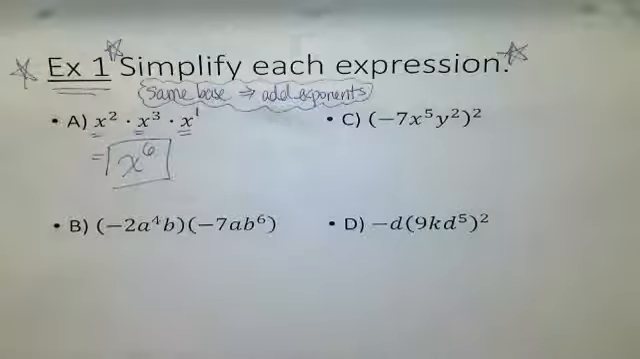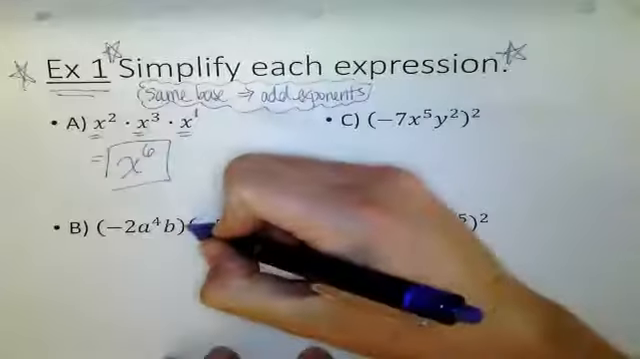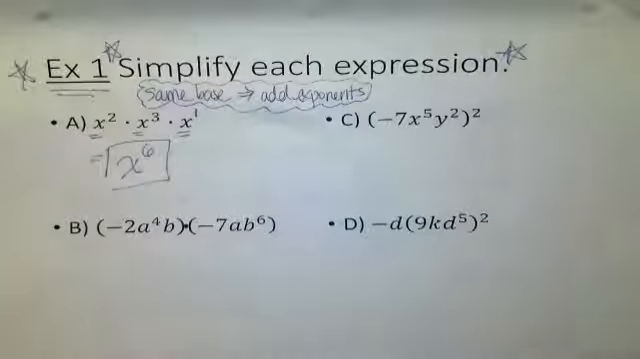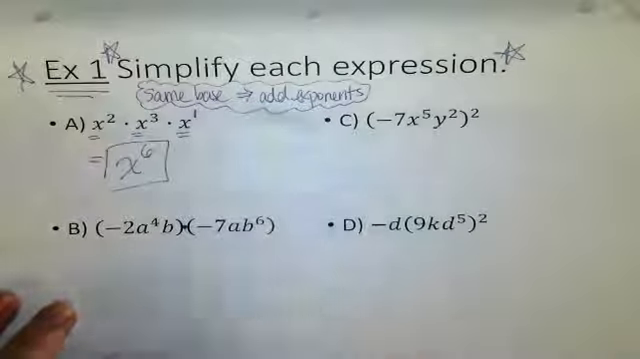Letter B. Negative 2a to the 4th b, quantity, negative 7a b to the 6th. When you have things that are just next to each other, it's important to remember that they are multiplied. If there's no plus or minus in between, it's multiplication. All right? We want to make sure we understand that.